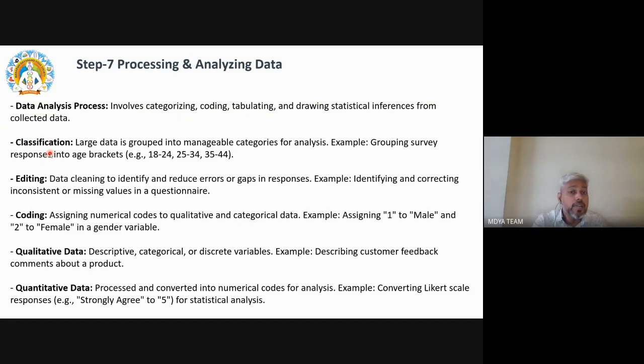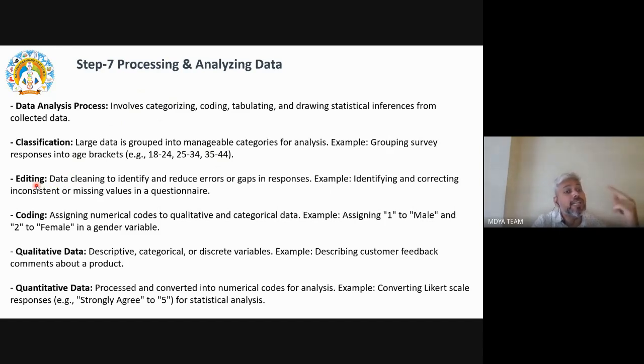In processing, first is the data analysis process that involves categorization, coding, tabulation, and drawing statistical inferences, right? After that, what you do is classification. Large data is grouped into manageable categories for analysis, right? An example is grouping survey responses into age brackets like 18 to 24, 25 to, so you give a classification to your data. It is part of processing or analyzing data.